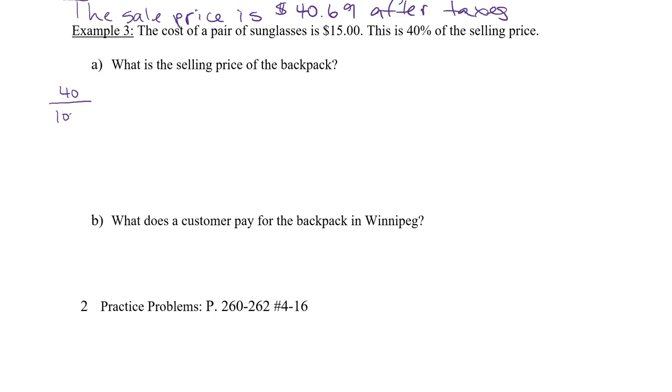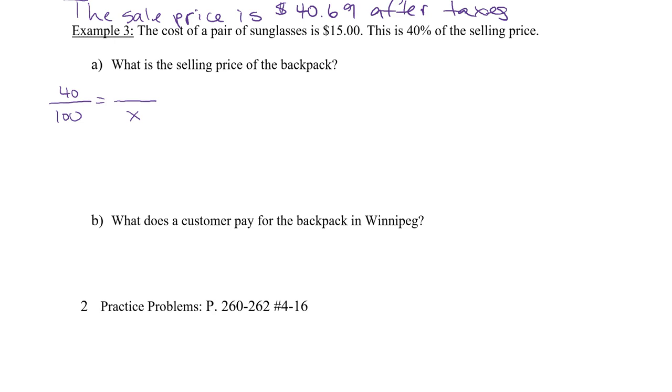40%. It's 40% of what? Well, it's of the selling price, and that's what we're going to look for. The selling price, if it's 40% of something, that's always going to go on the bottom. Okay. If it was 40% of $60, for example, the $60 would go on the bottom.